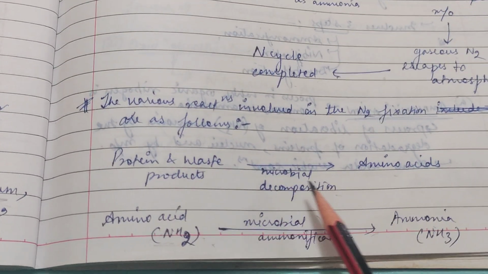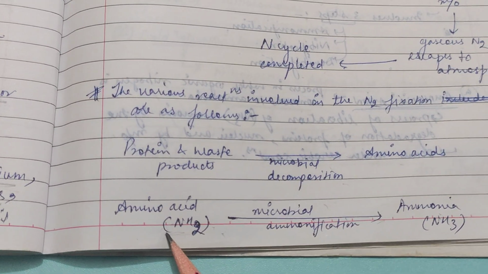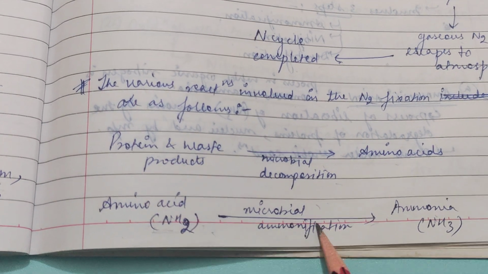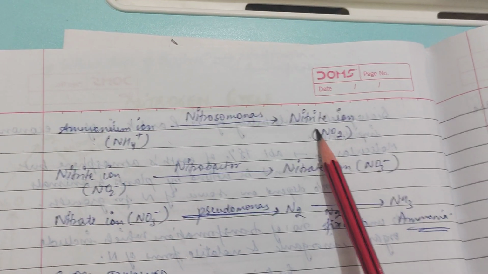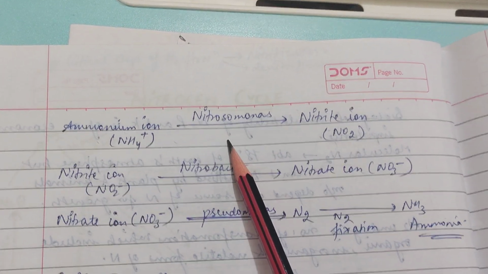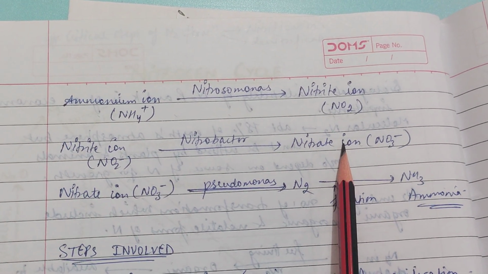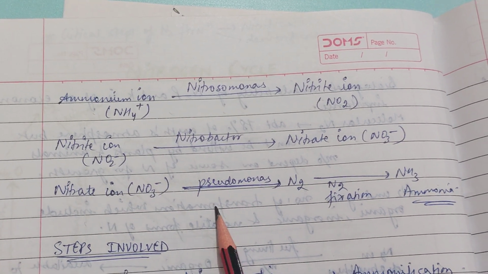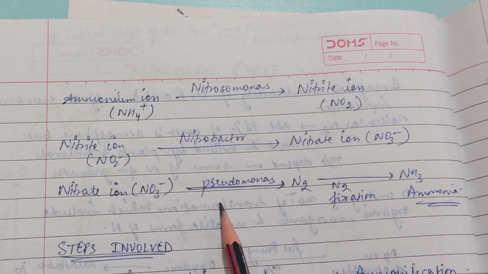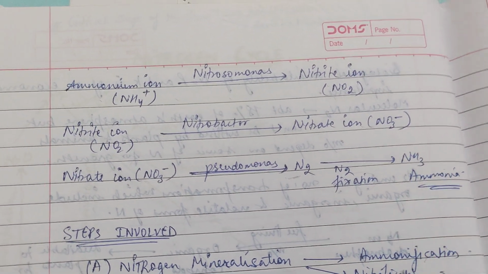A lot of reactions are involved in nitrogen fixation; the major reactions are as follows. Proteins and their waste products undergo microbial decomposition to form amino acids. Amino acids undergo microbial ammonification to form ammonia, and the ammonium ions then further form nitrite ions by Nitrosomonas, which is a microorganism. Nitrite ions form nitrate ions by the action of Nitrobacter, and nitrate ions form nitrogen through Pseudomonas, which undergoes nitrogen fixation to form finally ammonia again.